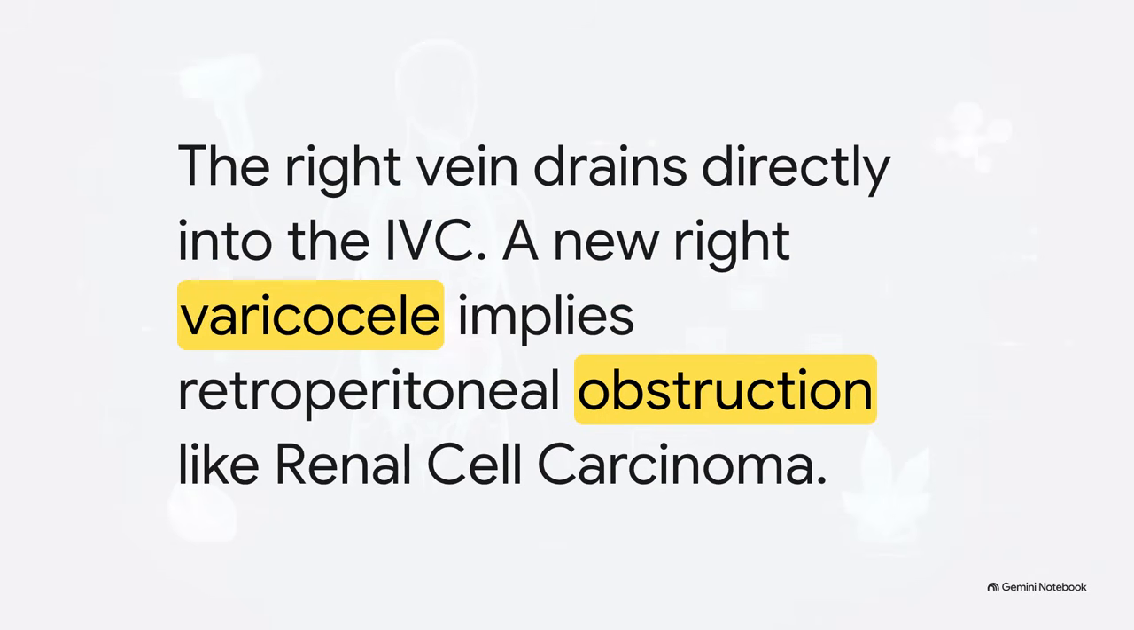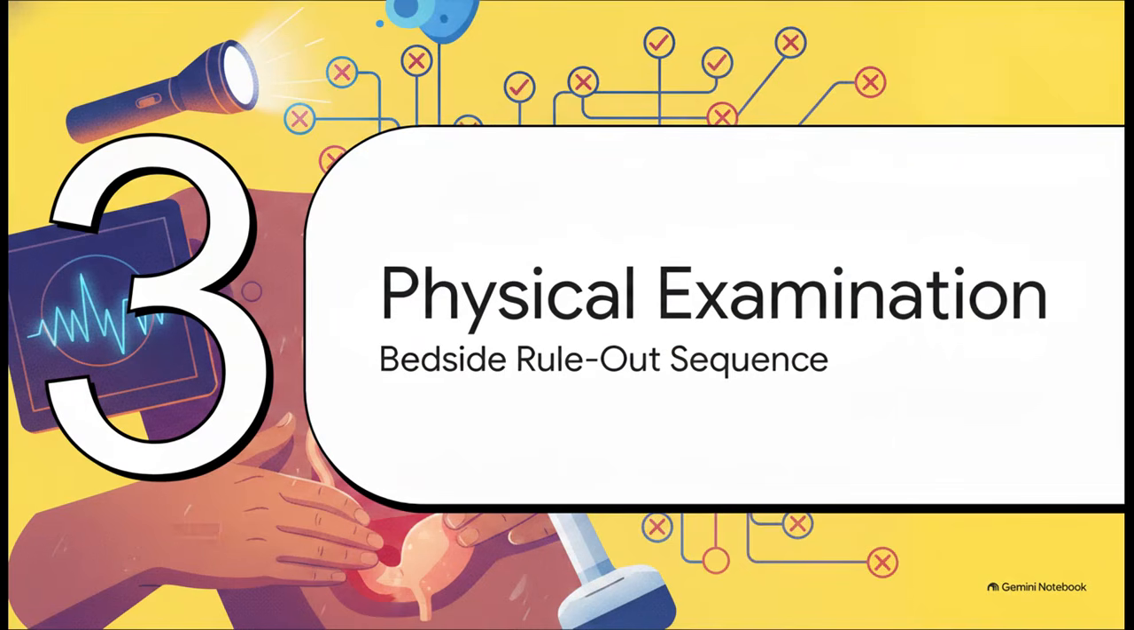The left testicular vein enters the left renal vein at a 90-degree angle under a lower pressure system. But the right testicular vein drains straight and obliquely right into the inferior vena cava. So if you've got a new blockage there, it strongly suggests there is a retroperitoneal mass obstructing that venous return. The absolute textbook nightmare you are looking to rule out here is a renal cell carcinoma tumor thrombus that's extended right into the IVC. All right, Section 3, Step-by-Step Physical Exam.